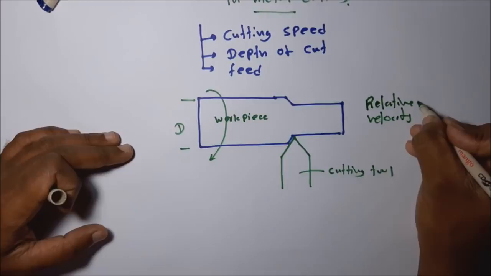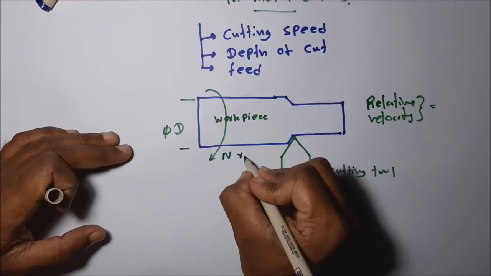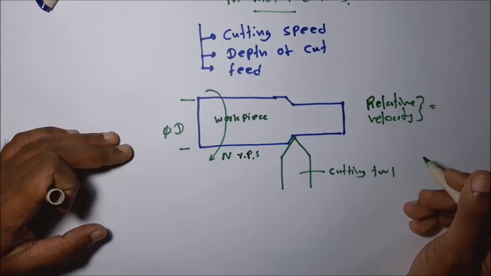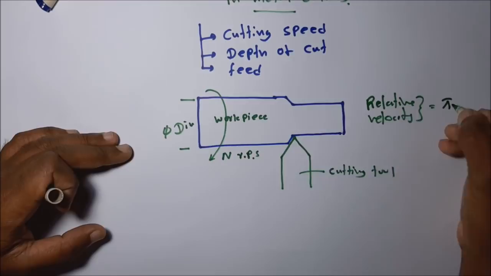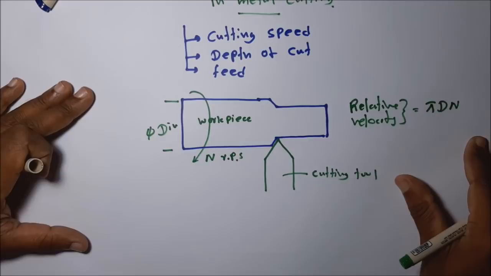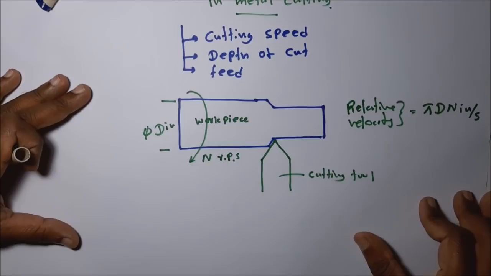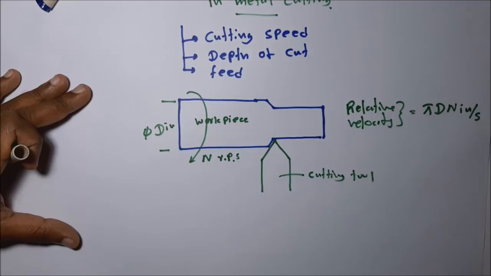Relative velocity means the surface velocity of the workpiece cylinder, no? So if this is rotating with N revolutions per second, and D in inches, what is the relative velocity between the cutting tool edge and the workpiece? That is equal to pi D N inches per second. This speed is called cutting speed. The relative velocity between the workpiece and the cutting tool edge is called cutting speed.